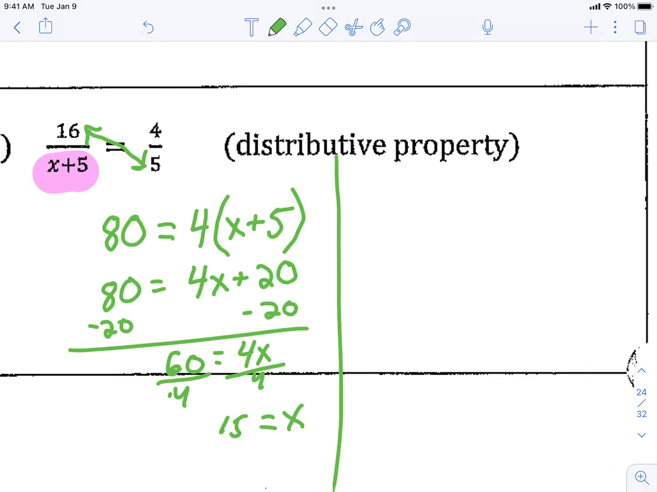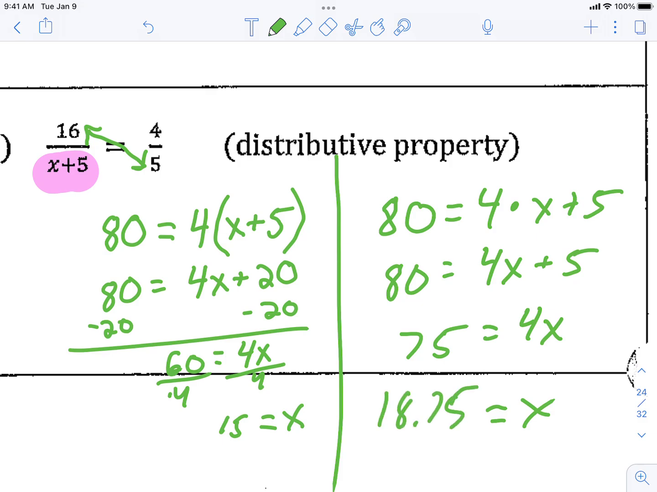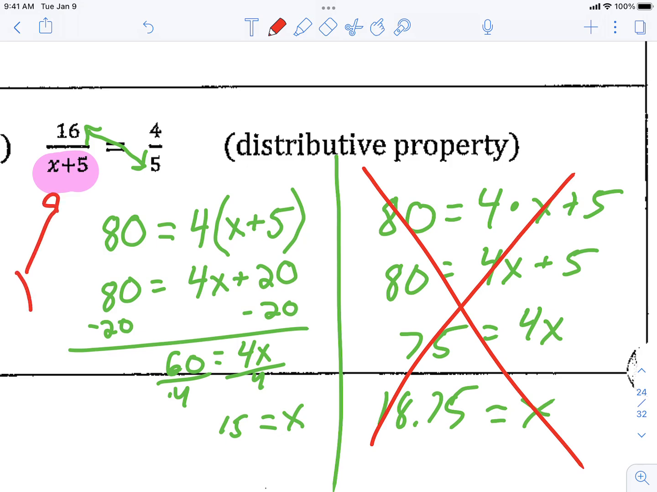You absolutely need your parentheses. I'm going to show you what would happen if you didn't use them. If you just said, okay, 4 times x plus 5, look how much different this problem is. And then when we do 75 divided by 4, we get 18.75. As you can see, those answers are different. So because we have that expression down here, we need the parentheses because we're multiplying the whole thing.